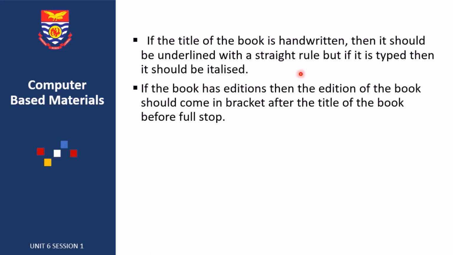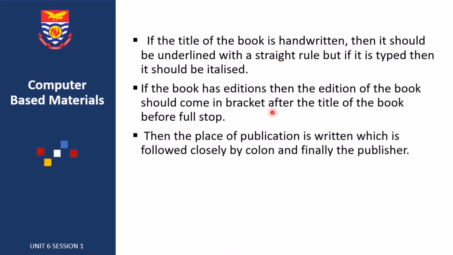If the book has editions, then the edition of the book should come in brackets after the title of the book, before the full stop. So you write the title of the book, then after the title, you write the edition of the book in brackets. Then the place of publication is written, which is followed closely by a colon and finally the publisher.